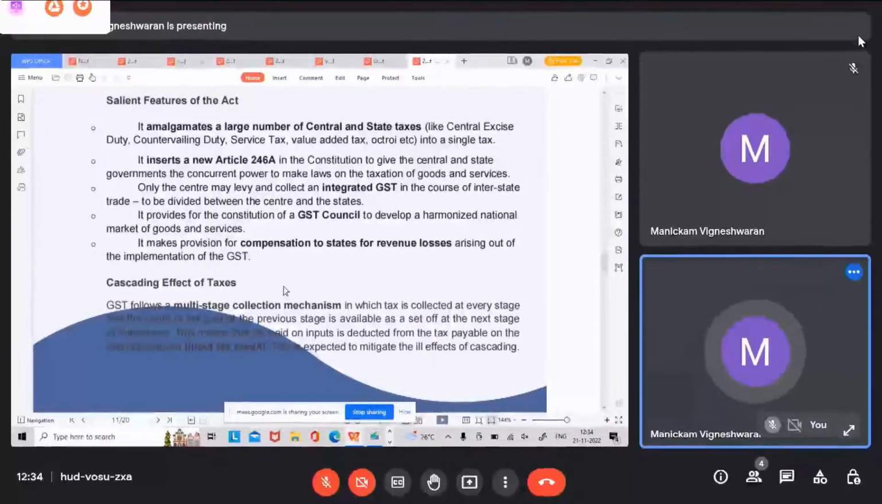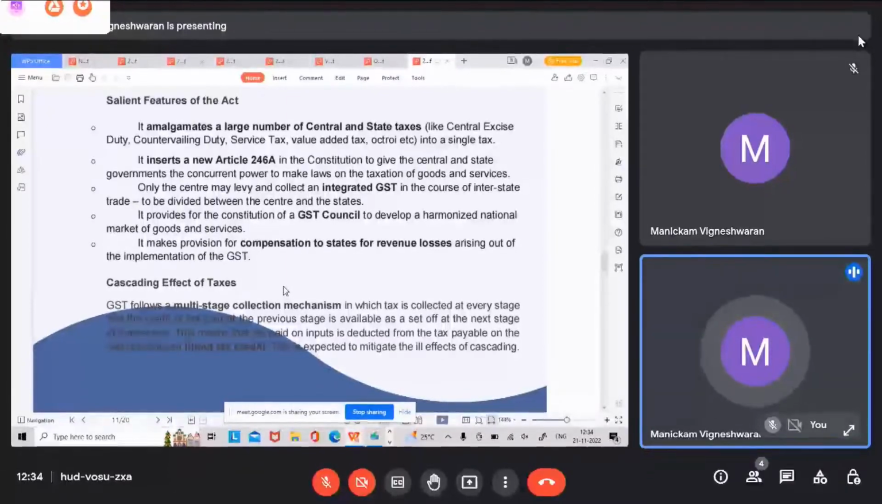Only the Center may levy and collect the integrated GST in the course of interstate trade, to be divided between the Center and states. It provides for the constitution of the GST Council to develop a harmonized national market for goods and services. It makes provision for compensating losses arising out of the implementation of GST. Cascading effect of the taxes.